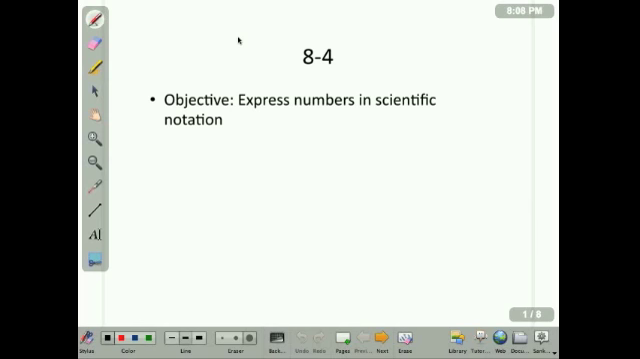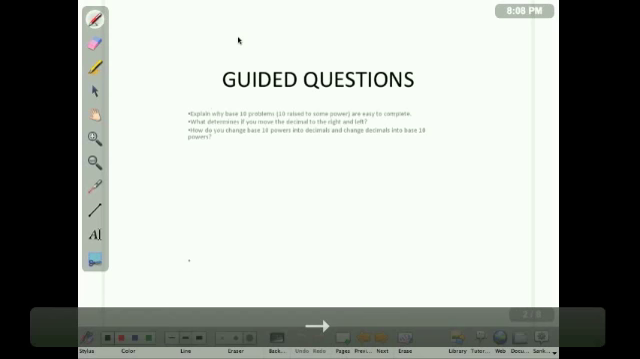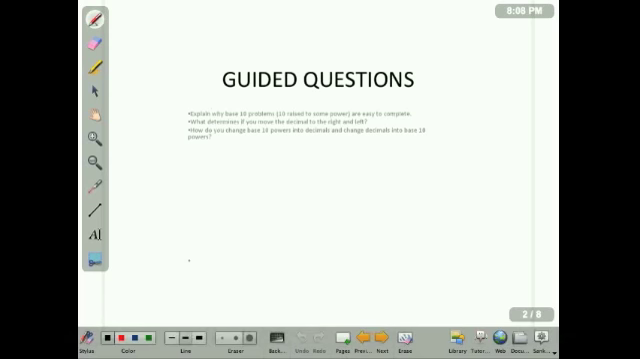Today we're going to learn how to express numbers in scientific notation. Some guided questions. Apologize for these being so small. Explain why base 10 problems, that is 10 raised to some power, are easy to complete. What determines if you move the decimal to the right and the left? And finally, how do you change base 10 powers into decimals and change decimals into base 10 powers?